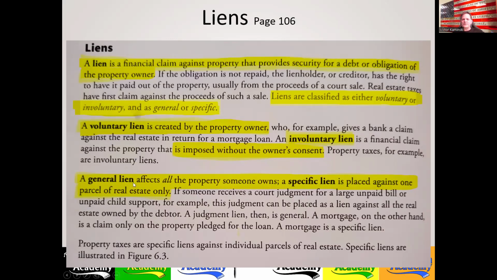And then liens can be general or specific. A general lien affects all the property that somebody owns, and it's not just real estate. It affects even your personal property. Specific liens are placed against one parcel of real estate only.